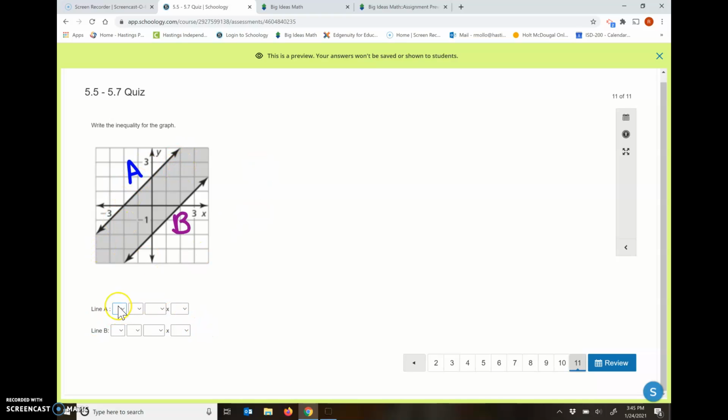Once you get to 11, these actually have a slope. So now there are 4 blanks there. You still have your x or y is greater than or less than, but now you have a number in front of the x for your slope. So either 1, -1, 2, -2, +1/2 or -1/2. And then you still have your y-intercepts like you did on the other ones.